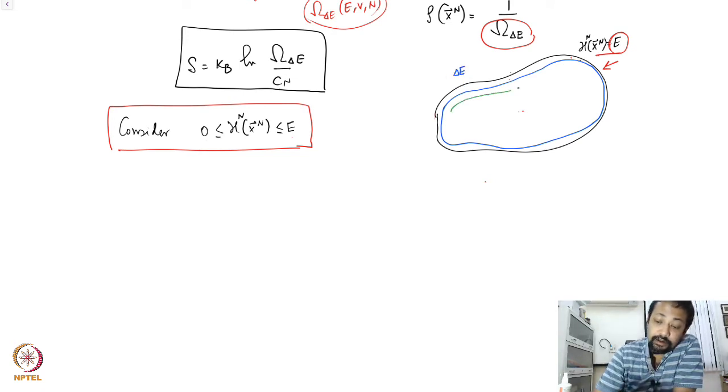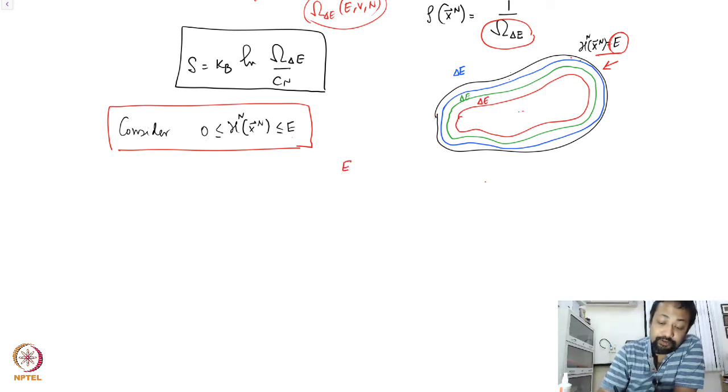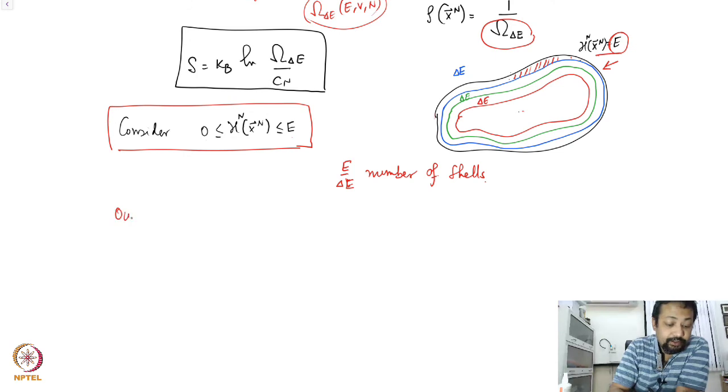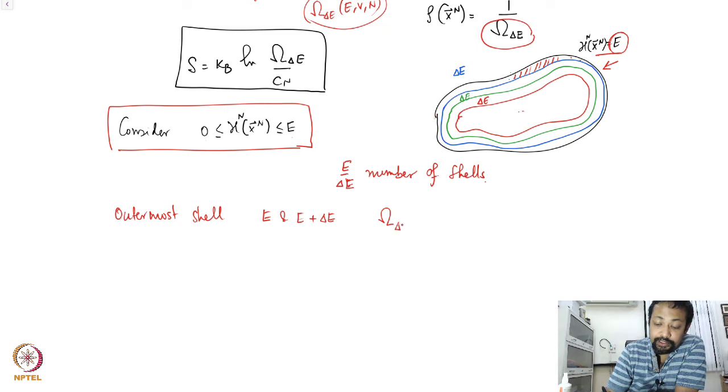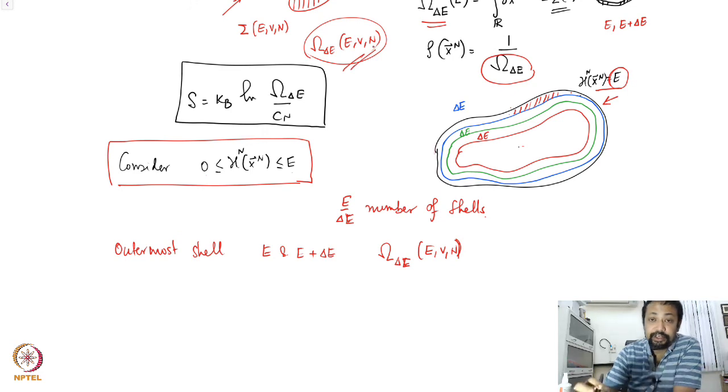So let me just quickly try to schematically draw them. This is also delta E. Again, you have an inner shell. So you keep on doing it so that you have E over delta E number of shells. The outermost shell, which is contained between E and E plus delta E, has the volume omega delta E, E V N. Why am I suddenly interested in this? Because this is exactly the quantity we have been dealing with earlier.